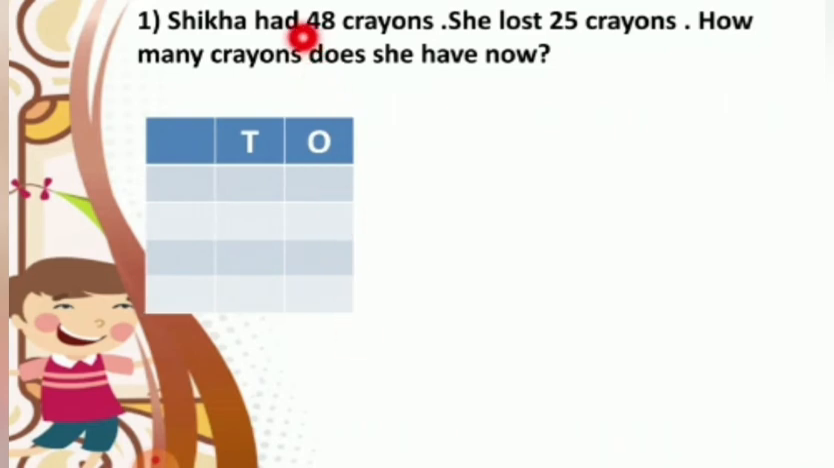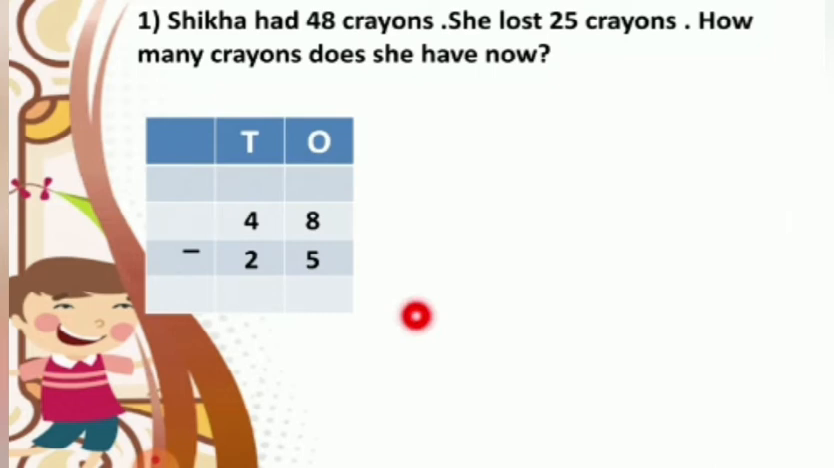First, how many crayons she had? 48. So we will write 4 in tens column and 8 in ones column. How many she lost? 25. So 2 in tens column and 5 in ones column. Okay. We are doing subtraction. So we have to use minus sign.